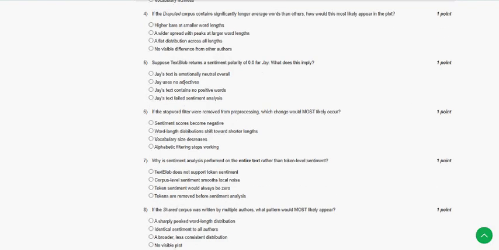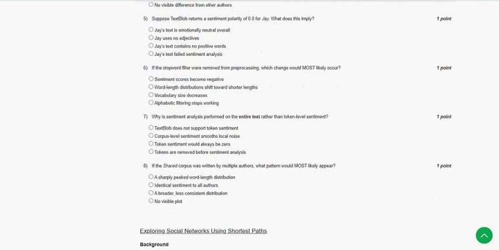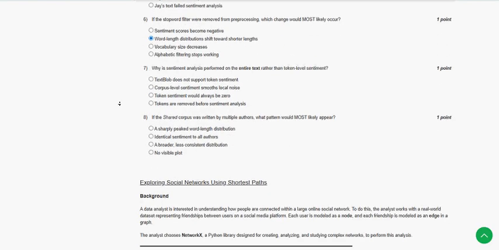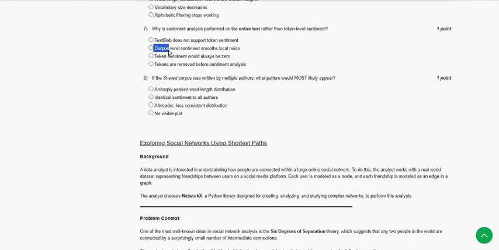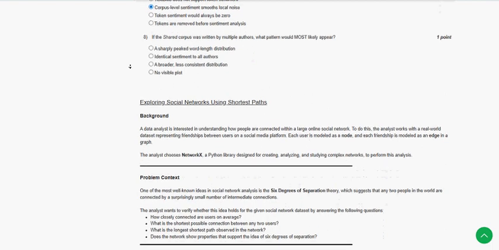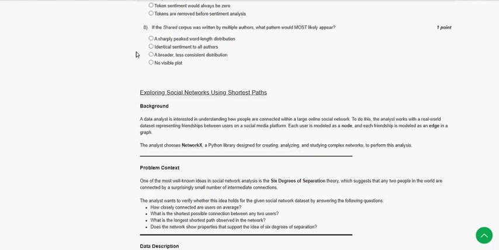Fourth question, second option, a wider spread with peaks at larger word lengths. Next, fifth question, first option, JS text is emotionally neutral overall. Next, sixth one, second option, word length distributions shift toward shorter lengths. Next, seventh question, once again second option, corpus level sentiment smooths local noise. Next, eighth question, third option, a broader, less consistent distribution.